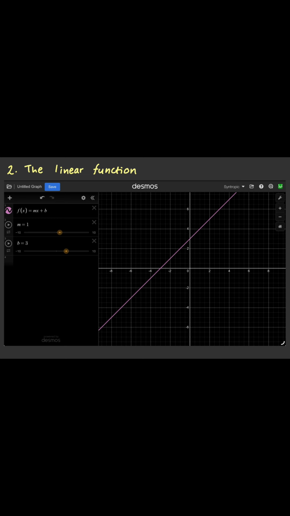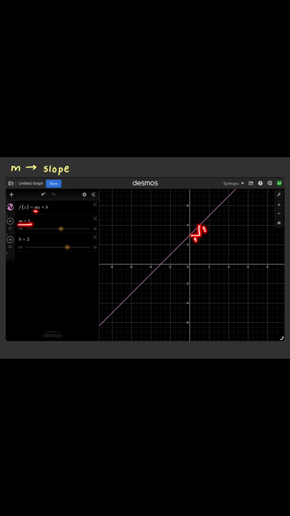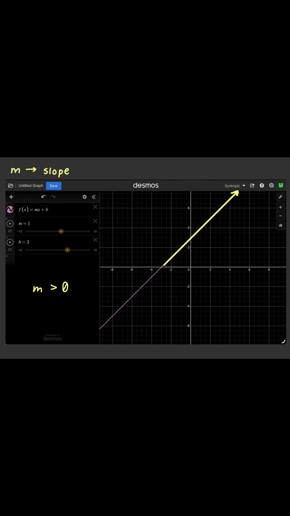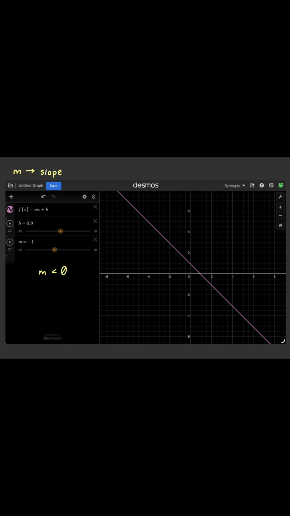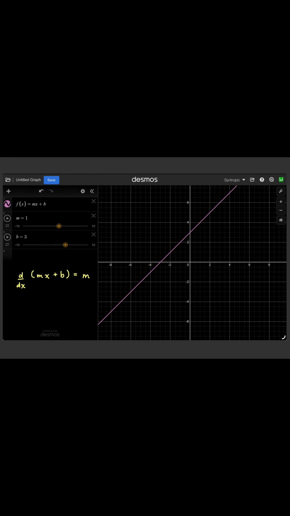Next, the linear function. This graph changes at a constant rate. The b is the starting height, the m is the slope, where if m is bigger than 0, then the line rises to the right, and if the slope is below 0, then the line falls to the right. But if the slope is 0, then the line reduces to the line of a constant. In here, the derivative is the same everywhere.